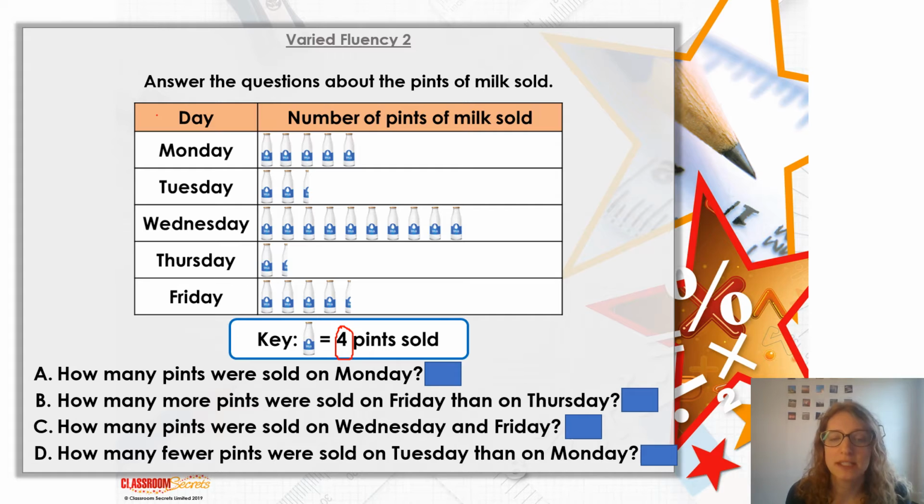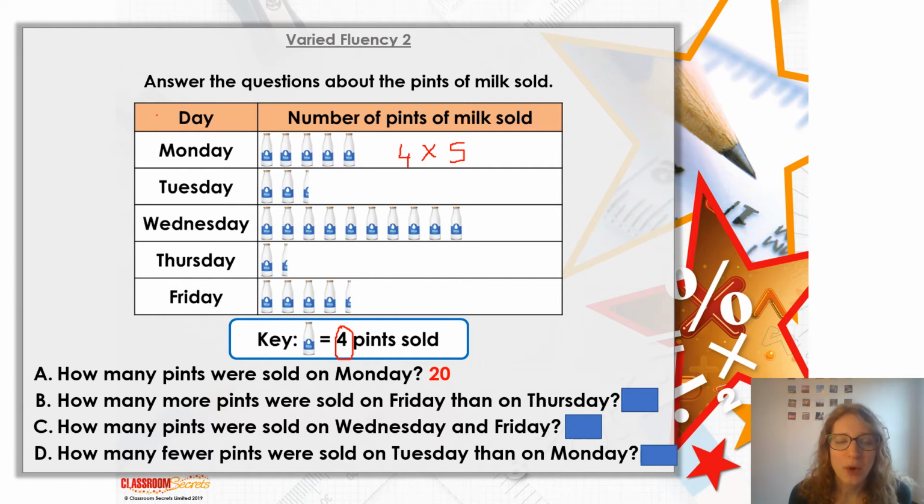So how many pints were sold on Monday? So we're not just going 1, 2, 3, 4, 5. Remember, each one is worth 4, so you can either count up in 4s or you can do 4 times 5, because each one is worth 4 and there are 5 of them. Okay, and you can work out that. Then, once you've had a look at that, so 4 times 5, let's check it. So we've got 4, 8, 12, 16, 20. So our first one is 20, good.